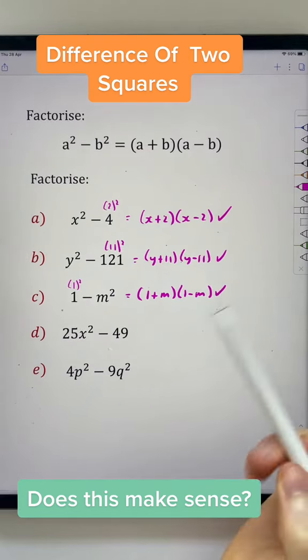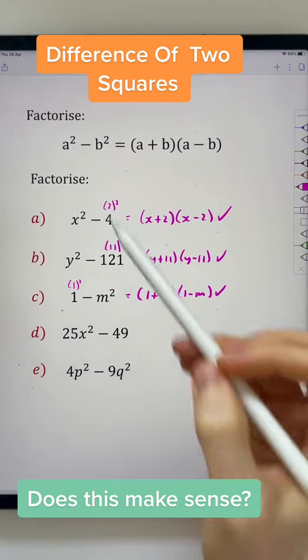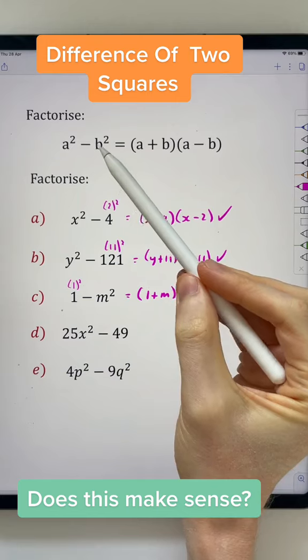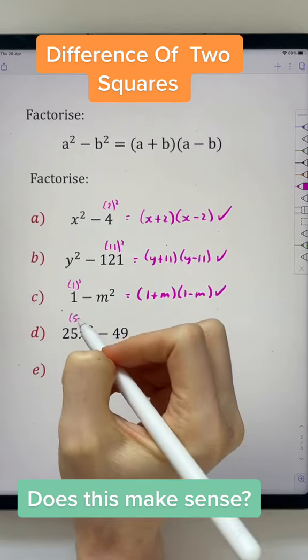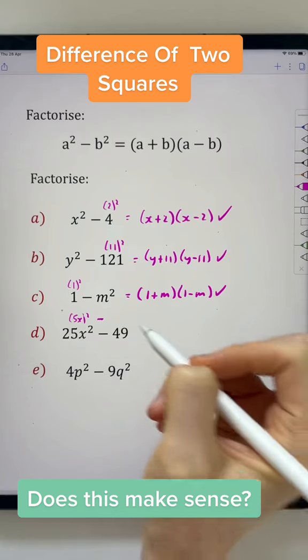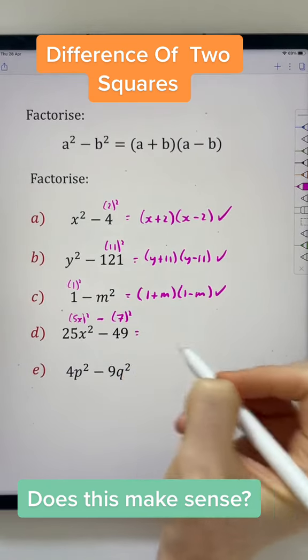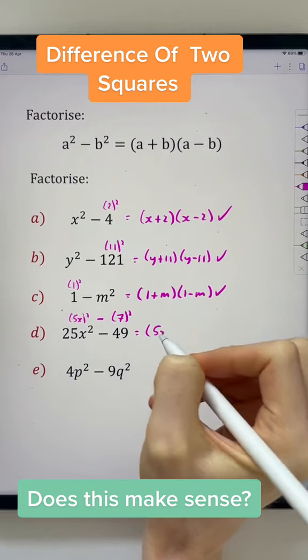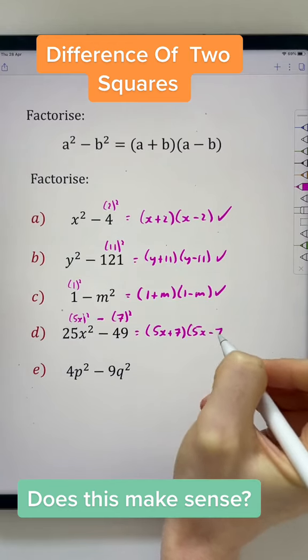For part D, we're asked to factorise 25x squared minus 49. Again, it satisfies our condition of a squared term subtract a squared term because remember 25x squared is the same as having 5x all squared. Subtract another squared term because we know 49 is the same as 7 squared. Therefore, factorising into double brackets, we're going to have 5x plus 7 multiplied by 5x minus 7.